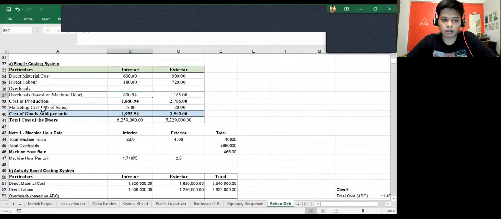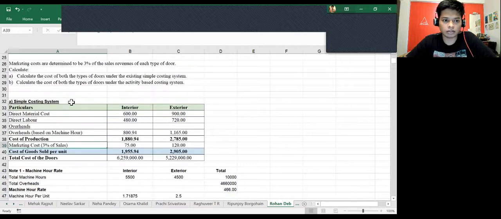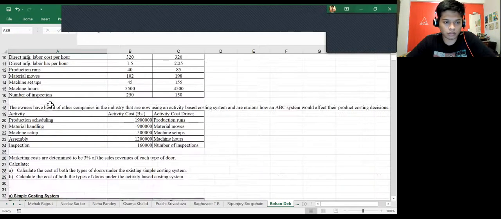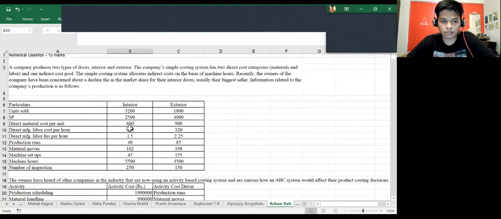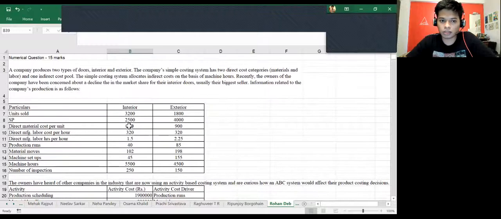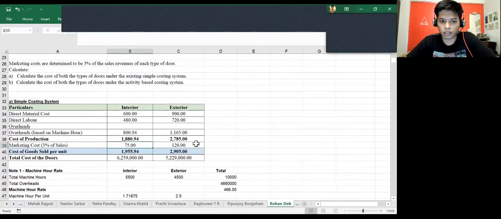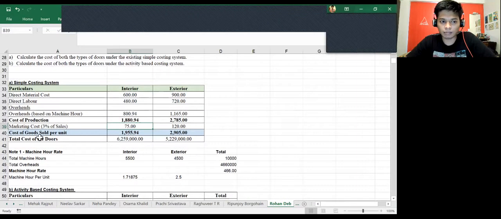Now, next was the marketing cost. Marketing cost is defined as 3% of sales revenue for each type of door. So 3% of sales: my sales figure was given over here as 2,500 into 3%. That was 75, 120. And now if you add them up, you'll get the cost of goods sold per unit, which comes to this much. And if you want to calculate the cost of all the doors, then you multiply this one into the number of units.